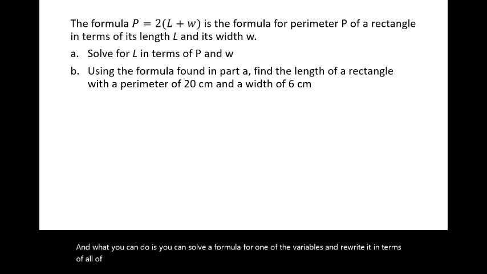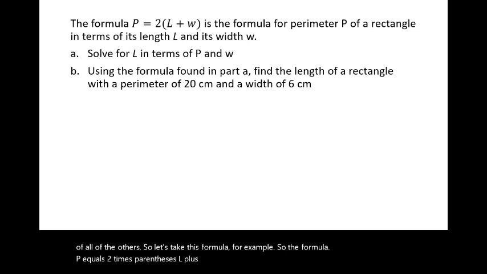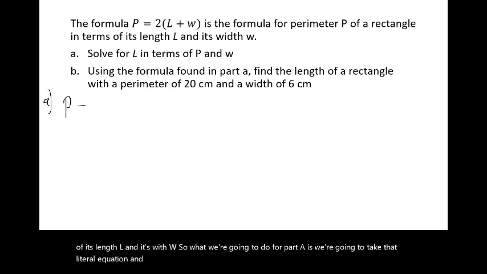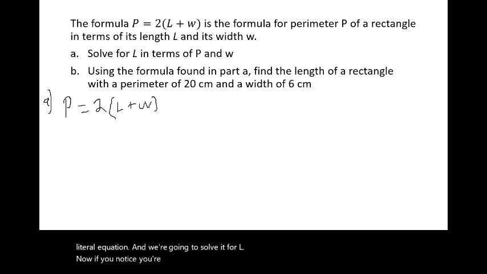So let's take this formula for example. So the formula P equals 2 times parentheses L plus W is the formula for the perimeter P of a rectangle in terms of its length L and its width W. So what we're going to do for part A is we are going to take that literal equation and we are going to solve it for L. Now if you notice, the variable that you're trying to solve for, L, is currently inside of a parenthesis. Remember, to clear out parentheses, you use distribution.